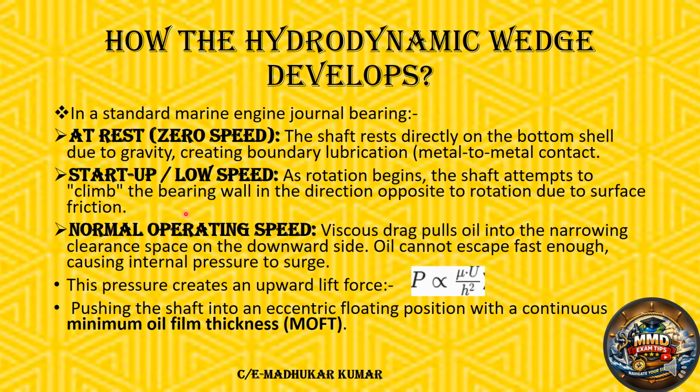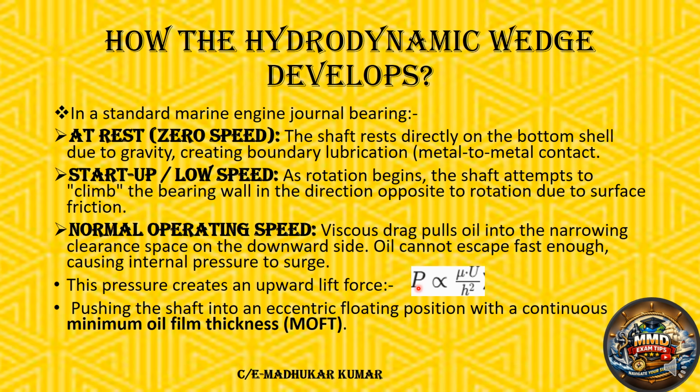Then next is your normal operating speed. So there must be sufficient speed. The viscous drag pulls the oil into the narrowing clearance space between the journal and the bearing on the downward side. Oil cannot escape fast enough, and that causes the internal pressure to surge. So the rotation of the shaft has already started and the oil cannot escape, so the pressure will start developing, and this pressure creates the upward lift.